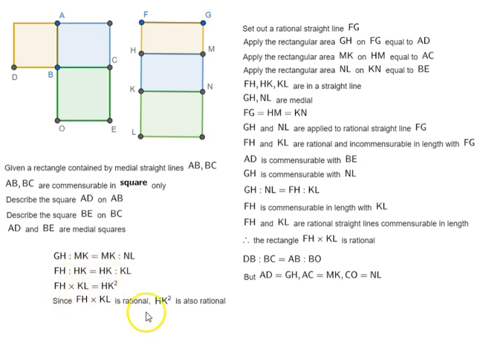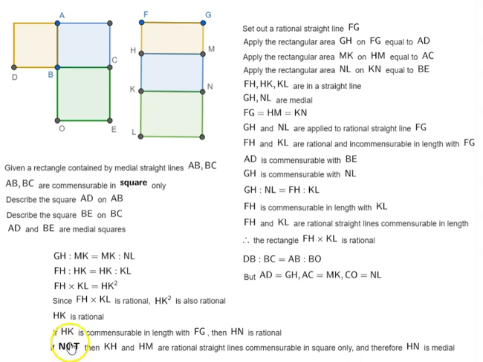Since FH by KL is rational, we have seen that, HK square is also rational. And if HK square is rational, that means HK is also rational. Now, if HK is commensurable in length with FG, then HN is rational. This rectangle is rational. We can say HN or we can say MK to refer to this rectangle.